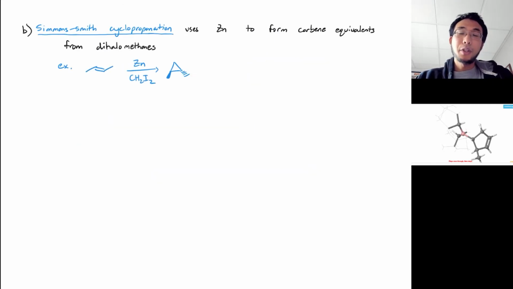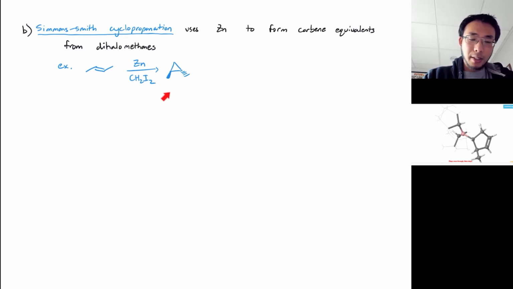There is one more version of this reaction that we can look at. This is a very popular one called the Simmons-Smith cyclopropanation. This one is going to use zinc metal to form carbene equivalents. So we never get to an actual carbene. We get to something that looks like a carbene and is often referred to as a carbenoid or a metal carbenoid.